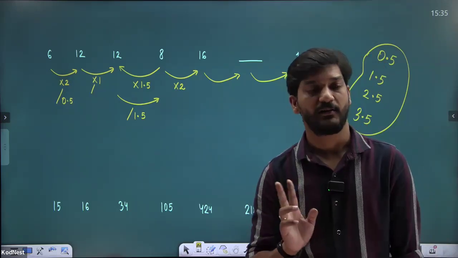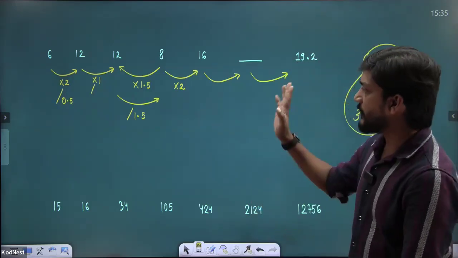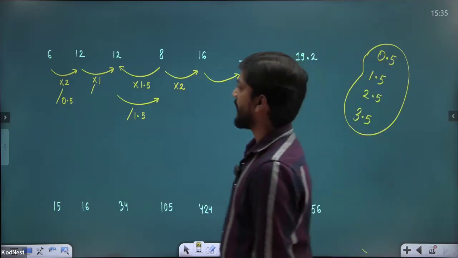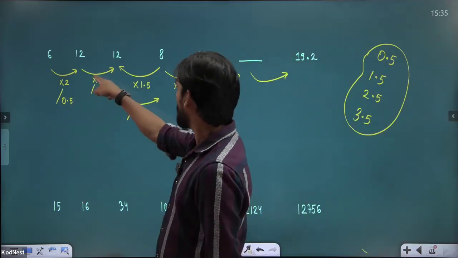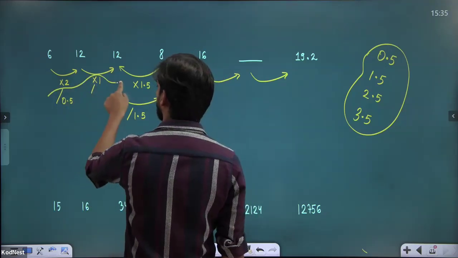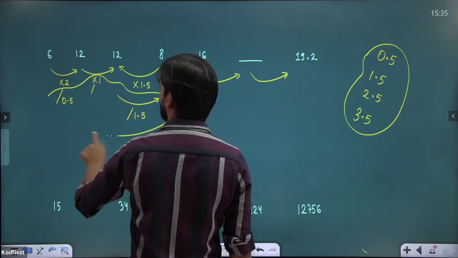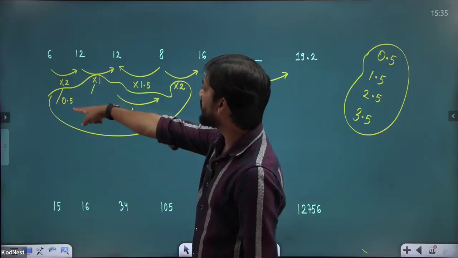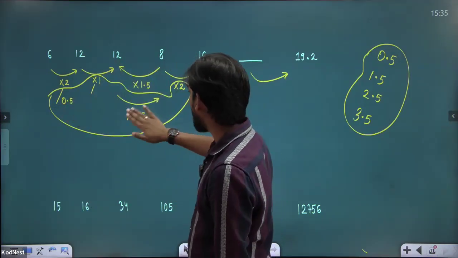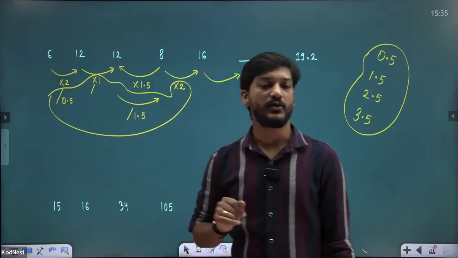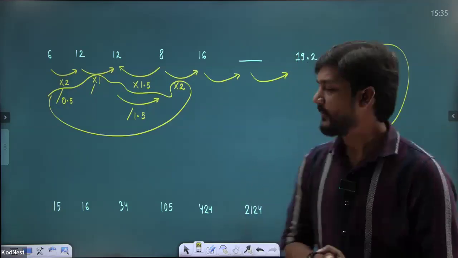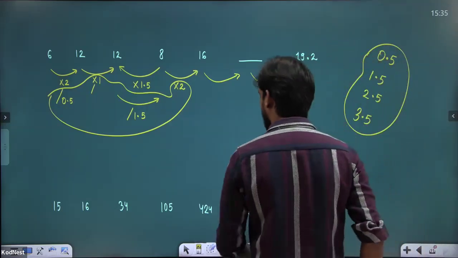Both we are thinking. Okay. Now answer please. Which way will it work out? 0.5, 1, 1.5, 2. It is working out this way. Carefully see. Divide, multiply, divide, multiply. This way it is working out. Yes or not? Okay, so we have got the pattern now.